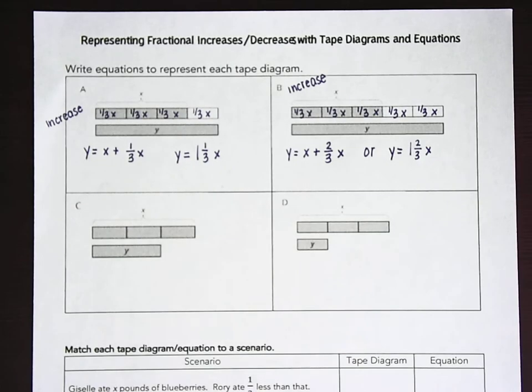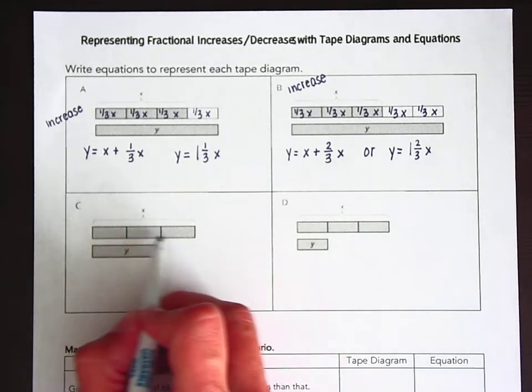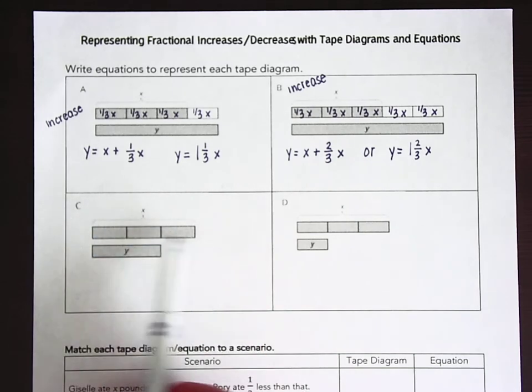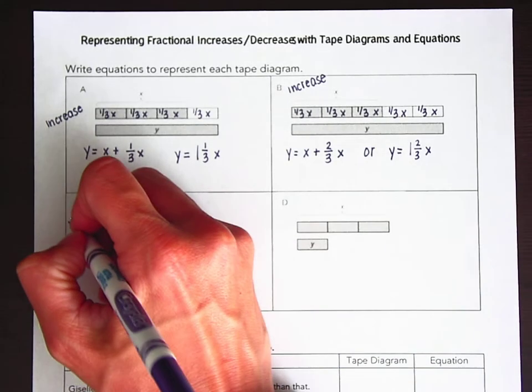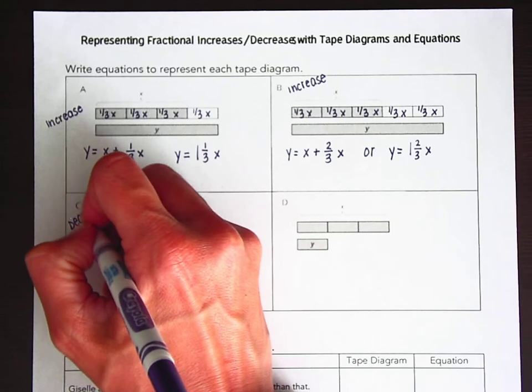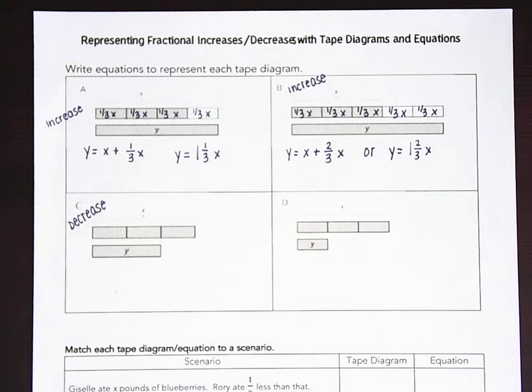Now let's take a look at the bottom two tape diagrams. In these situations, it's going to look a little bit different. So we're starting with x, and something is happening to x in order to make this the same as y. So we have to take something away from x in this situation, which tells us that this is going to be an example of a decrease.